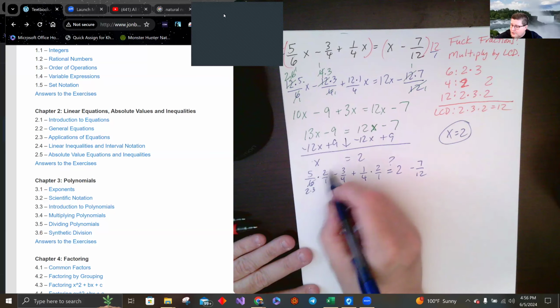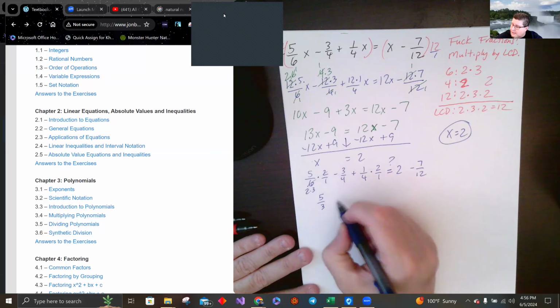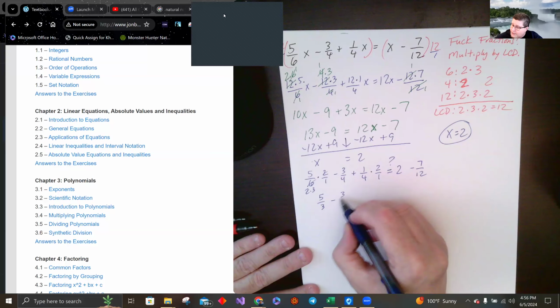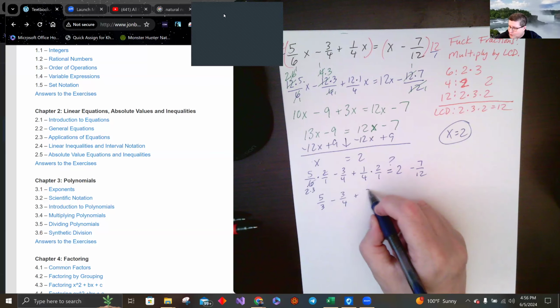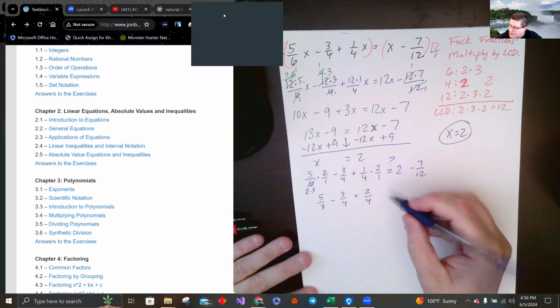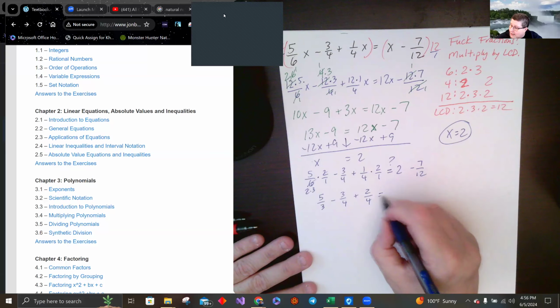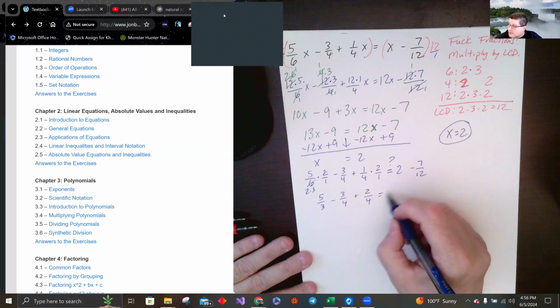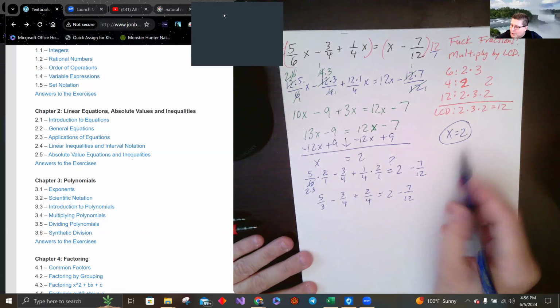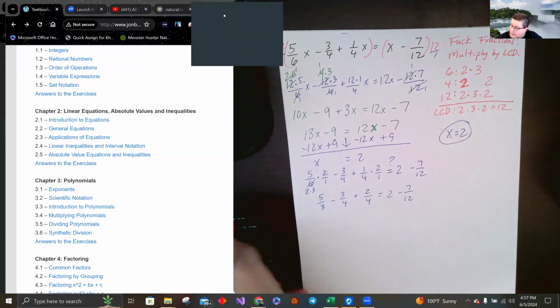The 2's cancel. This is 5/3 minus 3/4 plus 2/4. I know it cancels. I'll reduce more in a second. I'm gonna get a common denominator here. Now, why not? We're gonna do the same thing. We're gonna multiply through by that LCD of 12.